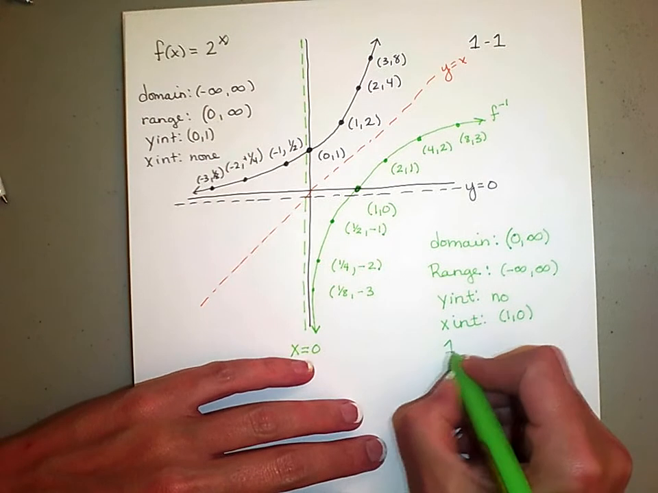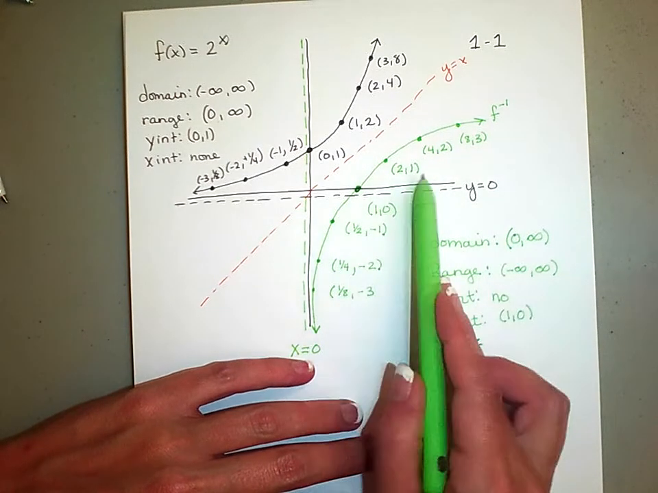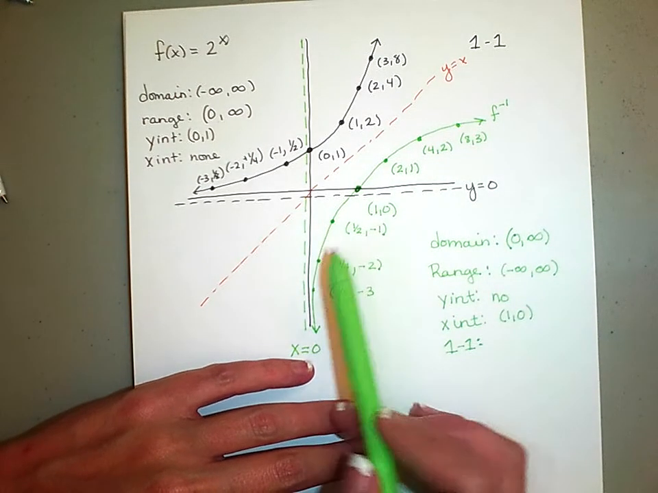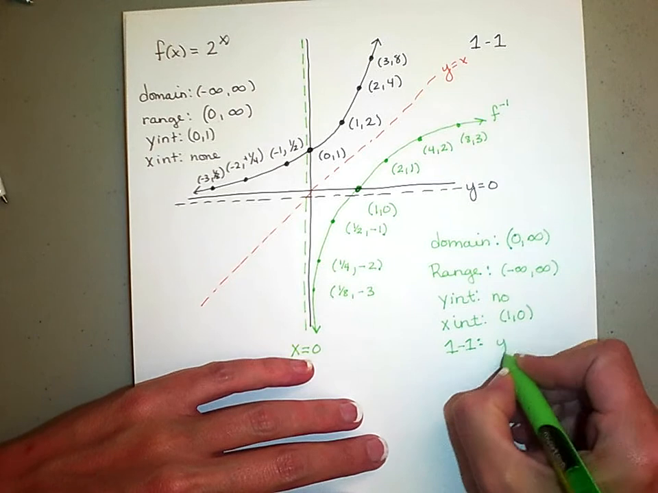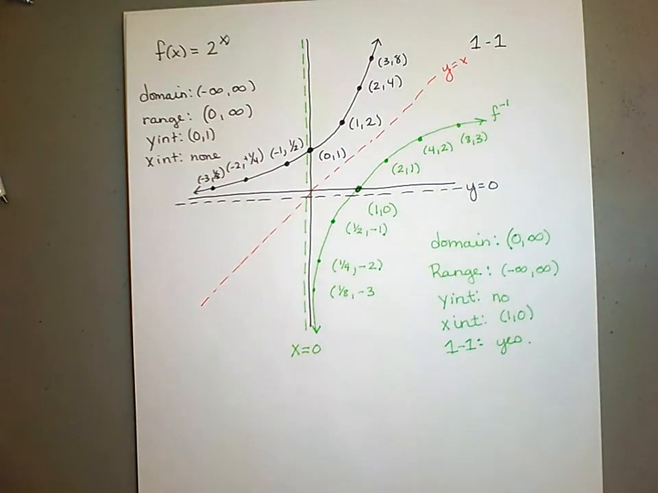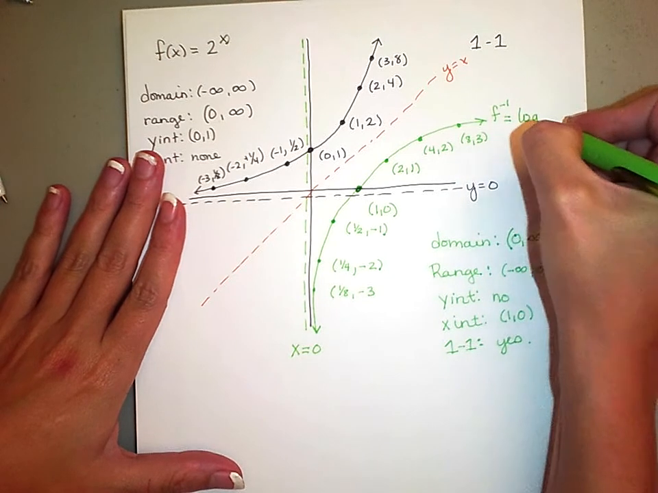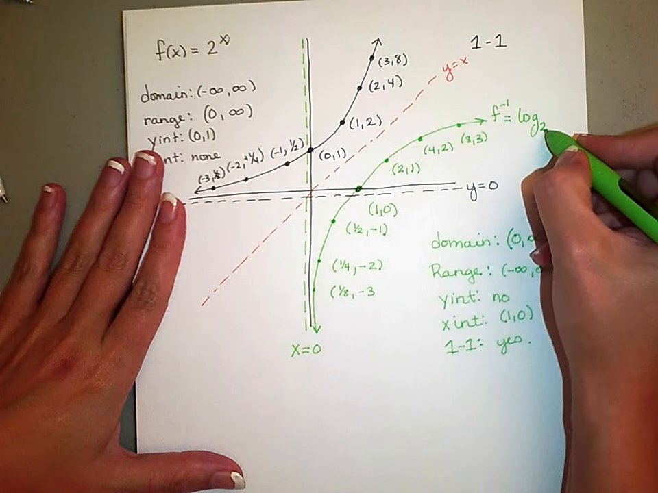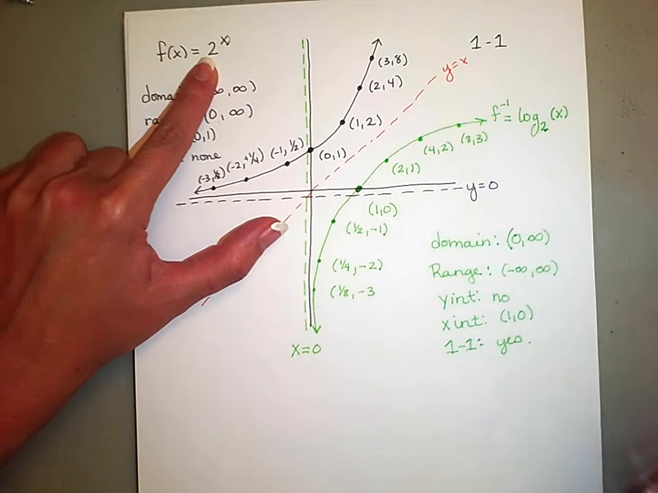And we could also ask ourselves, is this function one-to-one? If we pass horizontal lines through, it will pass the horizontal line test, and so yes, this is also a one-to-one function. So this function exists. It is the inverse function, and it is denoted as the log, with a little subscript 2 because the base was 2, and then the argument is x.